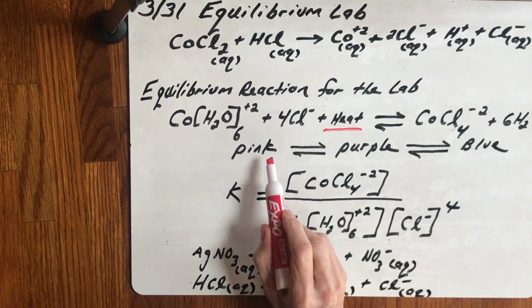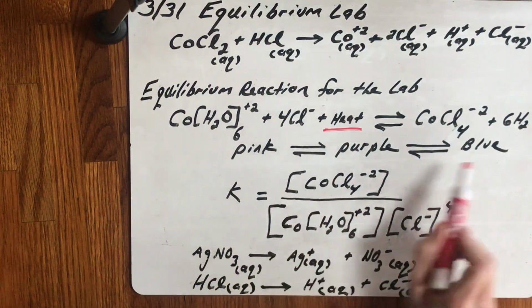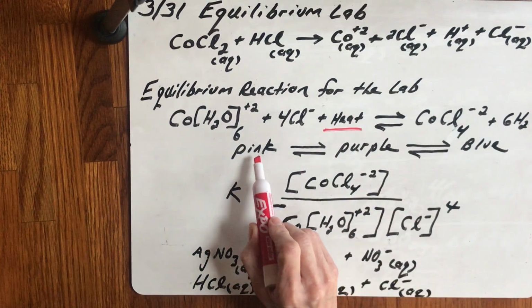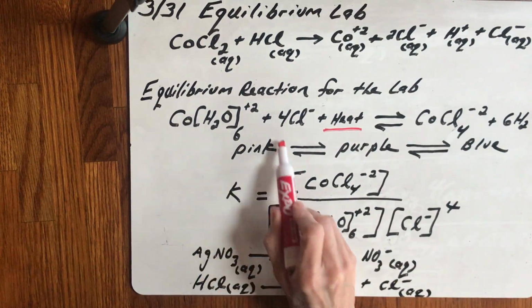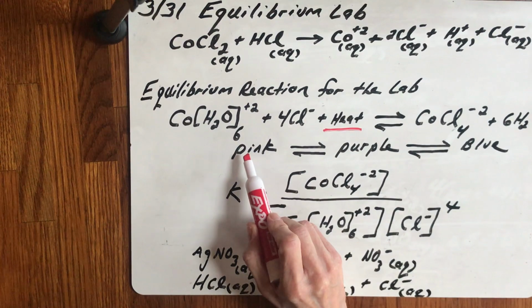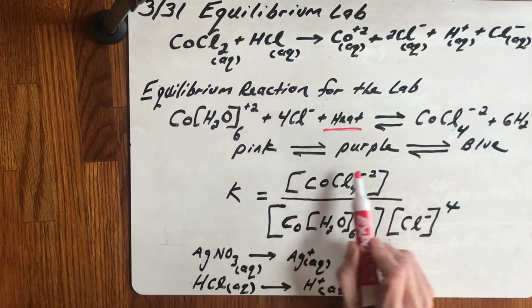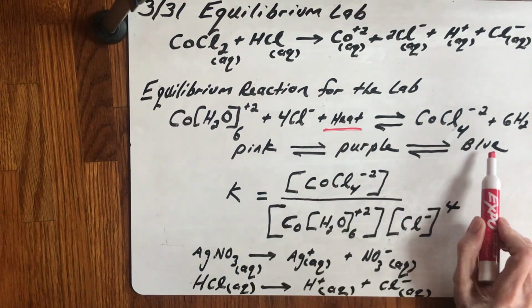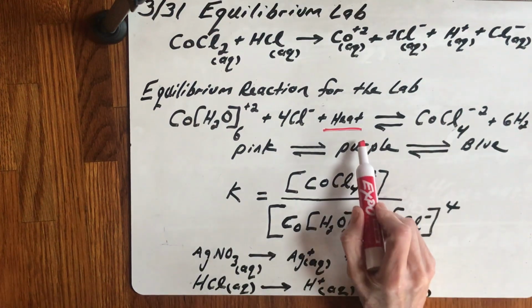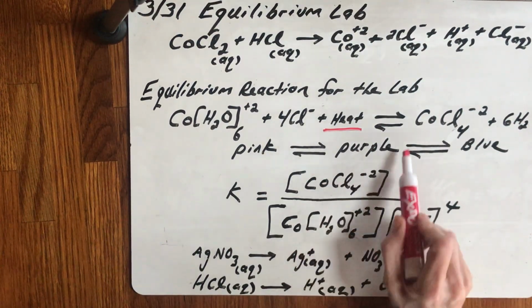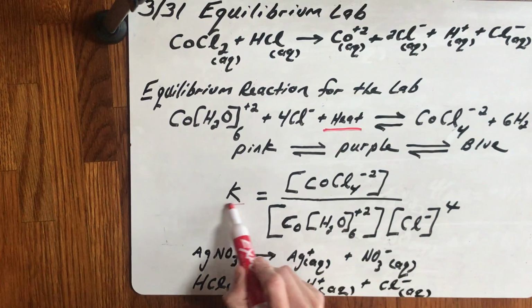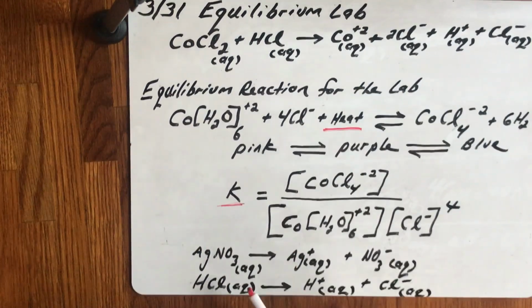So in this equilibrium reaction, you can tell your different stages of equilibrium in that if it's favoring the reactants, the solution will be pink. If it's favoring the products, the solution will be blue. And if it's right at equilibrium at that K constant value, it'll be purple.